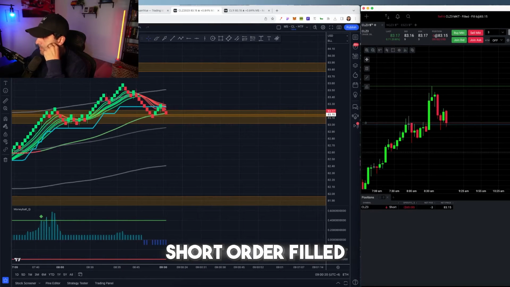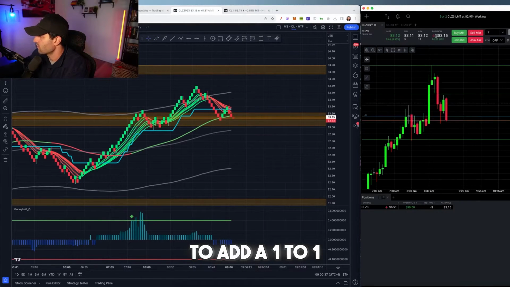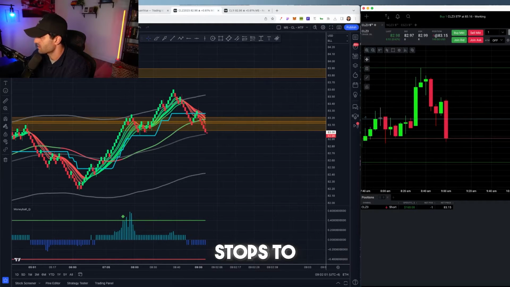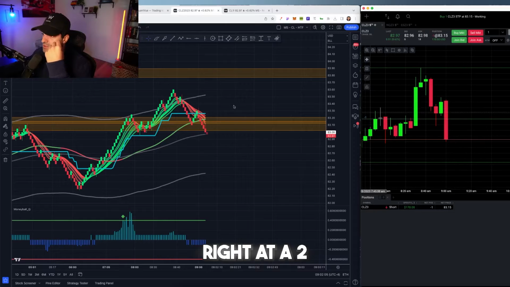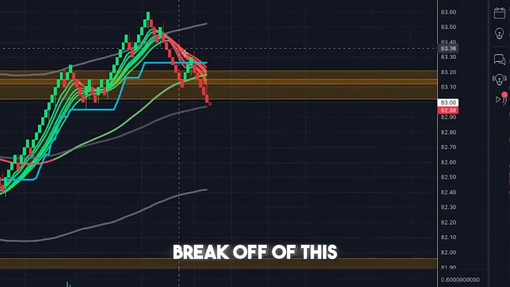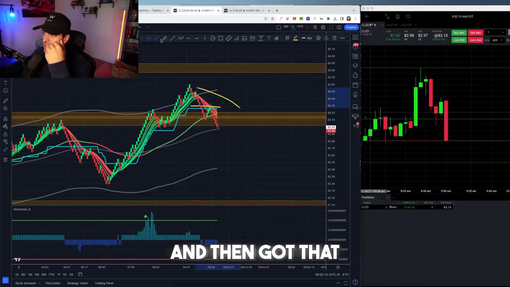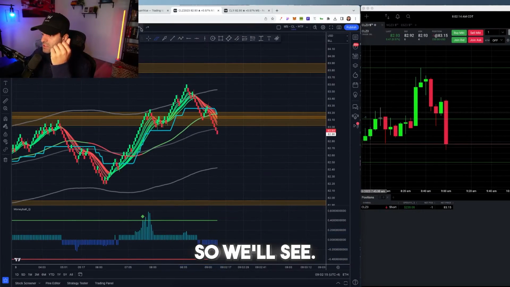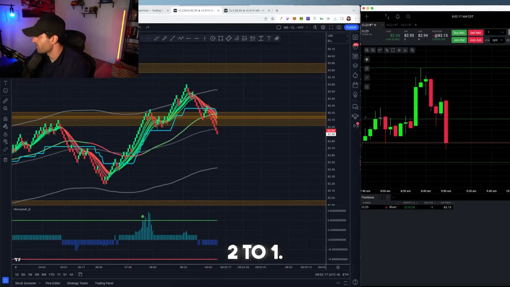Or if we butt up, look to go short. Order filled. Shave off 2 at a 1-to-1. Looking for that one more push down. Order filled. Move stops to break even. And then I'll let one ride at a 2-to-1. Clean break off of this QWave. And then got that flip on the Q Cloud with a flip here on the money ball. So we'll see if we can hit this 2-to-1. I'll go ahead.